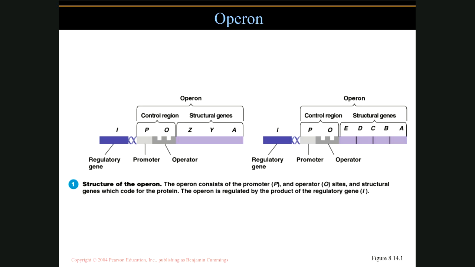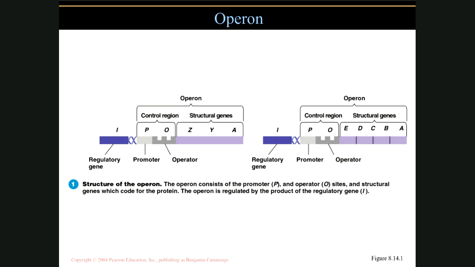Now, there is a gene that codes for the repressor protein. It's located some distance away from the operon, and it's under its own control mechanism, because you can't have a regulatory gene in the operon because that just wouldn't work. But that's the main idea.